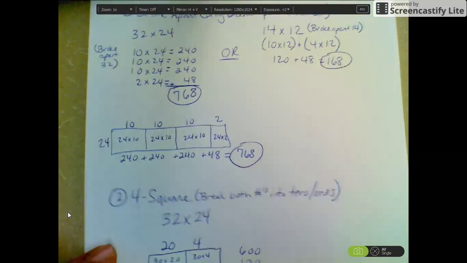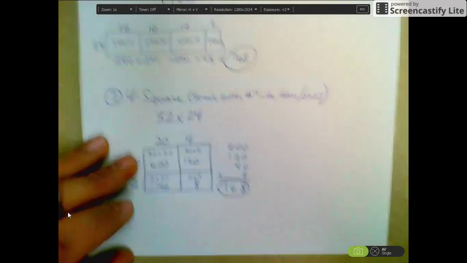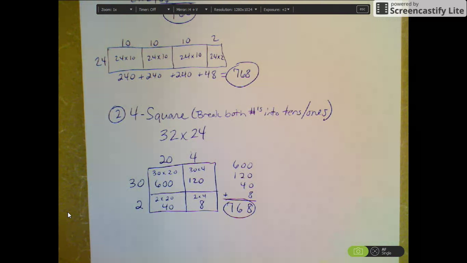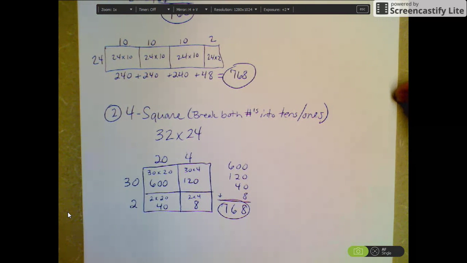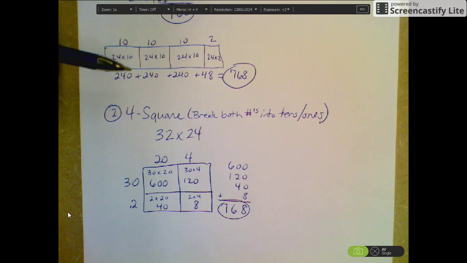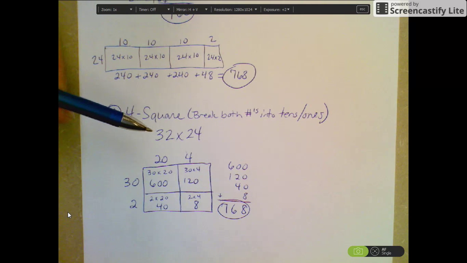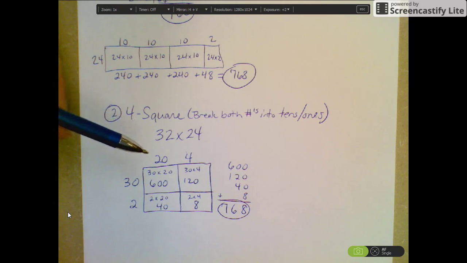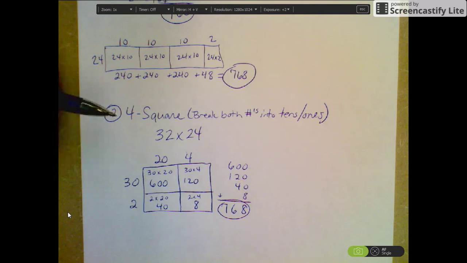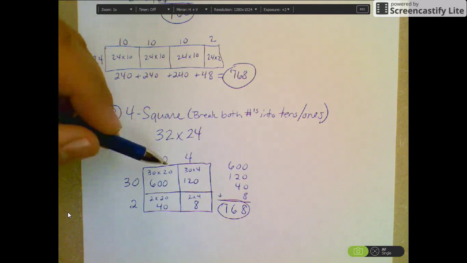The next one might be new to you. Our students seem to grasp this one probably the quickest. It's the one they practice the most in here, and that's called the Foursquare. And really what we're going to do is take both of those two-digit numbers and break them into tens and ones so that we're working with some zeros here to make it easier to multiply, as well as some single-digit numbers. So you start out with 4 boxes.